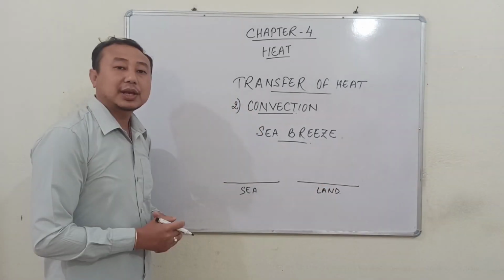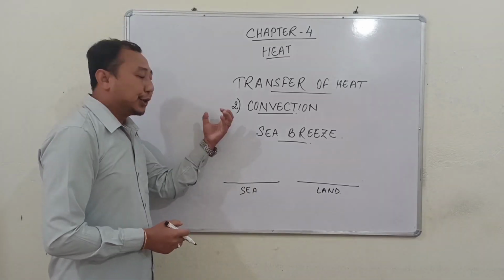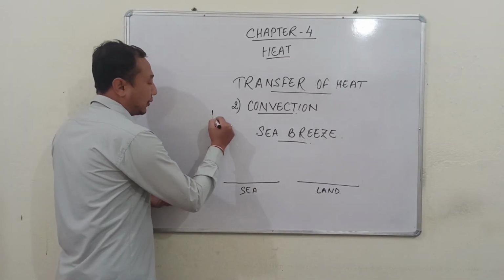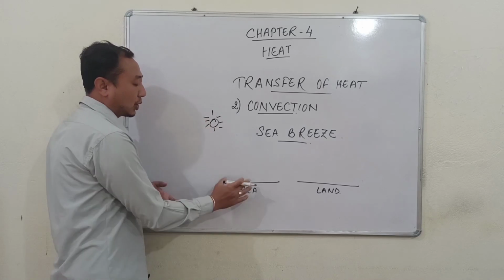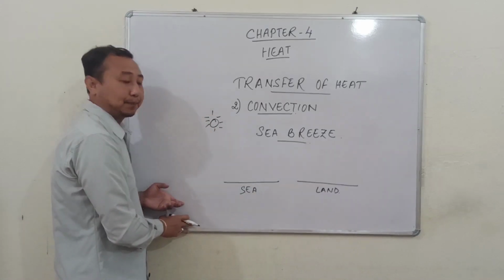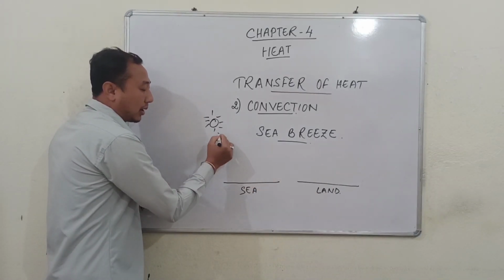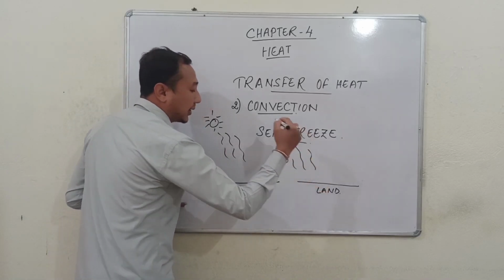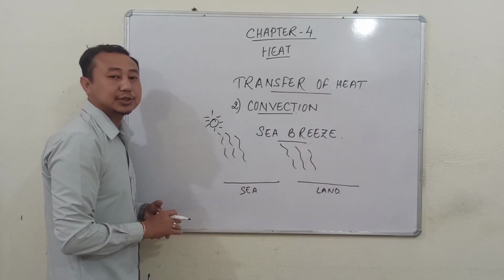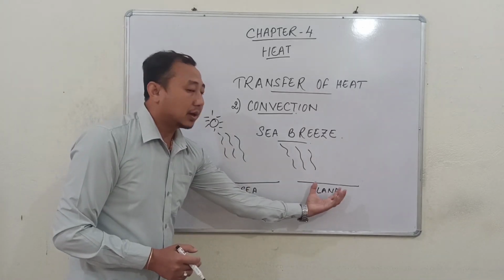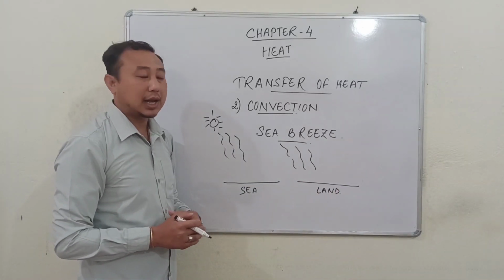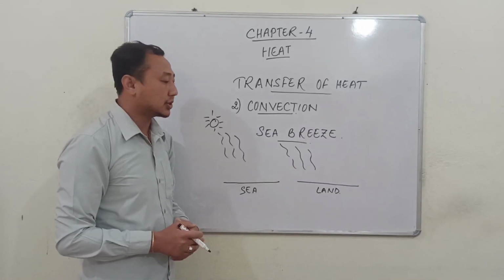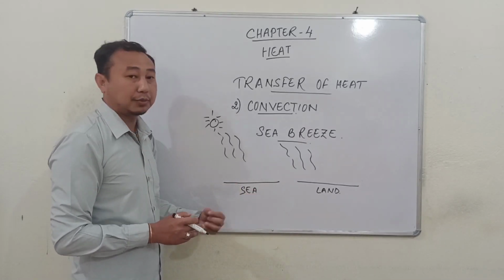The sea breeze takes place during the daytime. During the daytime, the sun evenly heats up the surface of the sea as well as the land. So when the sun rays fall on the surface of the sea and the land, the surface of the sea and the land gets heated up. But the atmosphere above the land surface heats up more than that of the sea.